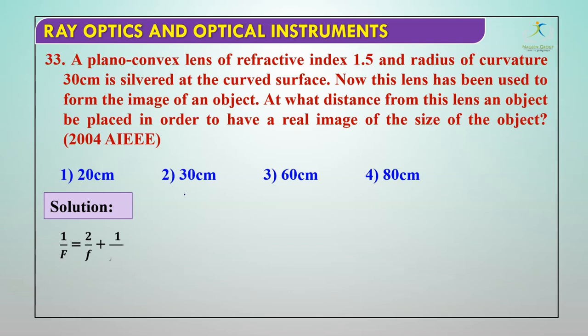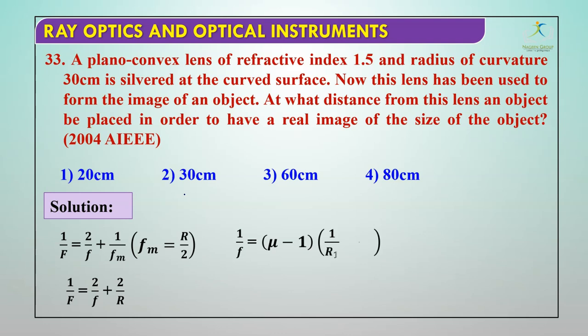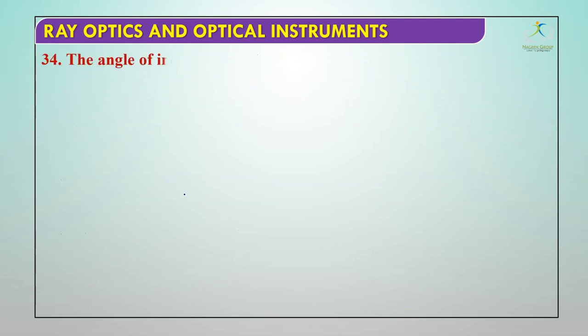Let's move with the solution part. 1 by f is equal to 2 by f plus 1 by f. Here fm is equal to r by 2. So 1 by f is equal to 2 by f plus 2 by r. We know the formula of the lens maker: 1 by f is equal to mu minus 1 times 1 by r1 minus 1 by r2. M is equal to minus v by u, so v is equal to minus u. From here, if we apply the lens formula, 1 by f is equal to 1 by v minus 1 by u. After putting all these values, we get this result, 60 centimeter.